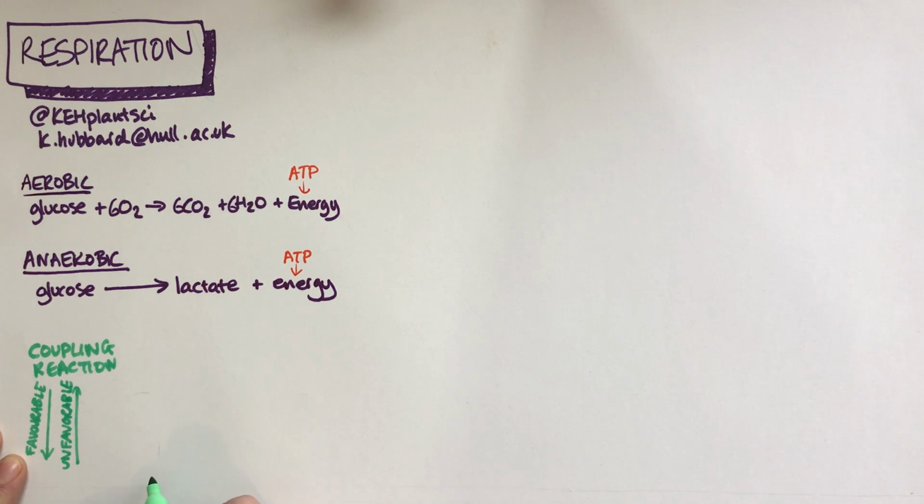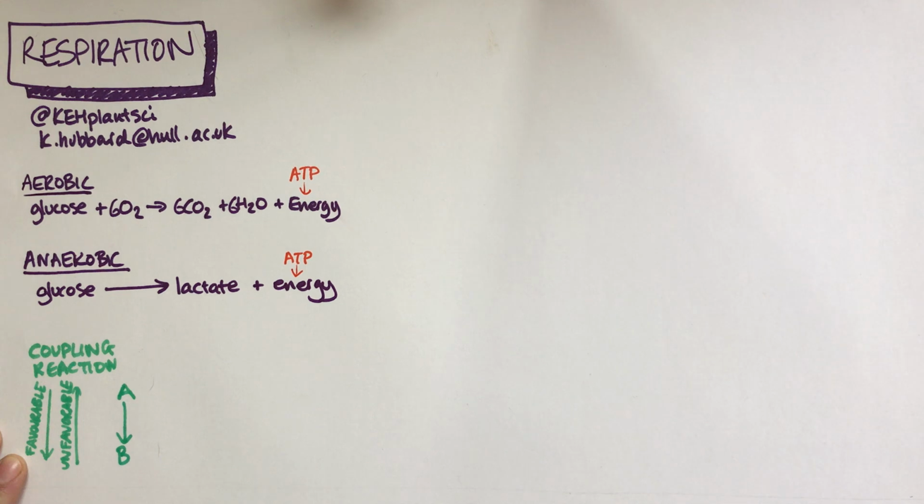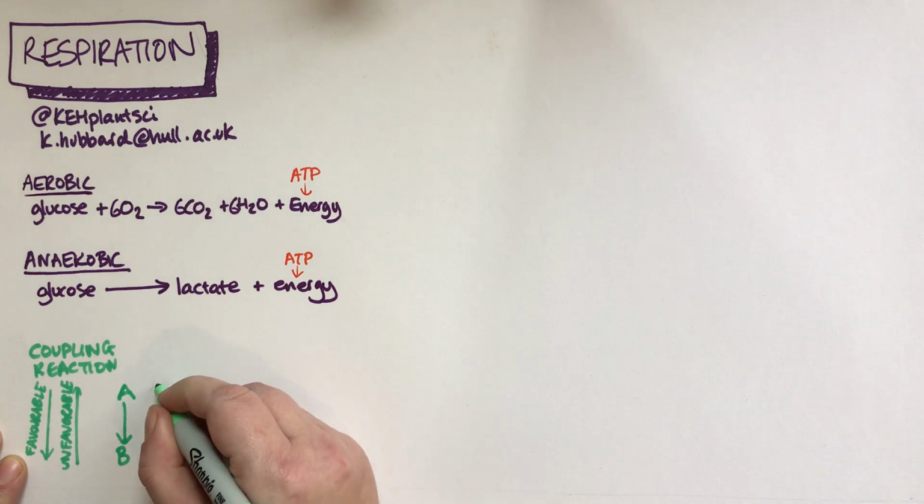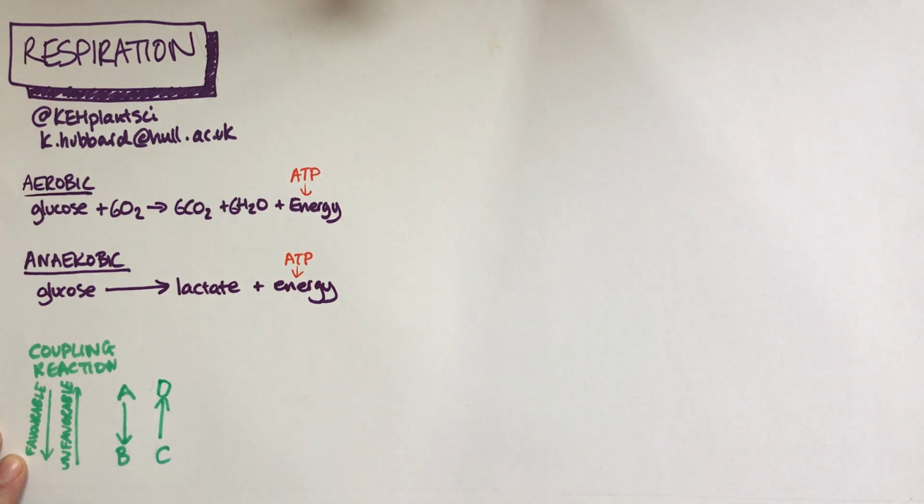Okay, so in a coupling reaction what you have is this. So let's say we've got two separate reactions. So we've got A goes to B, that's favourable, that releases energy, so that reaction is fine. But let's imagine in the cell we also want reaction C to D to happen. So D might be a really important thing in the cell. We need to be able to make D, but unfortunately it's an unfavourable reaction, so that is not going to happen unless we have an input of energy from somewhere.